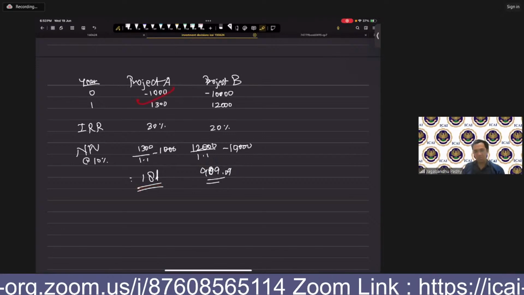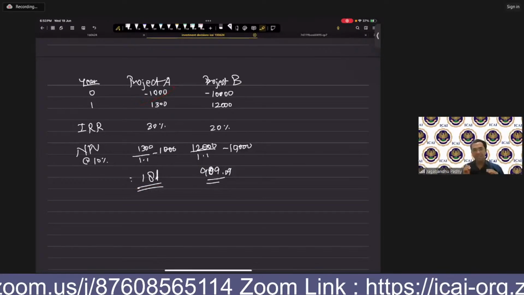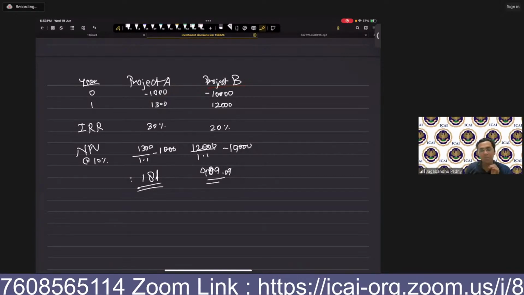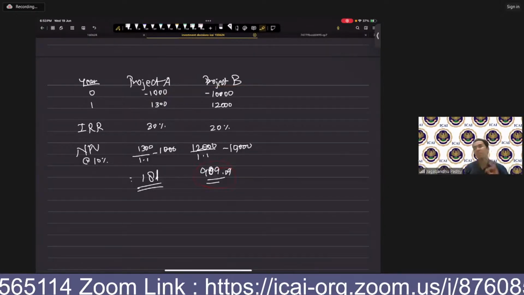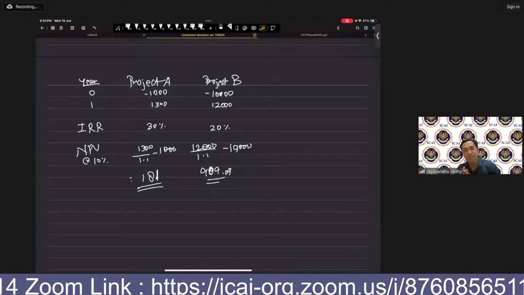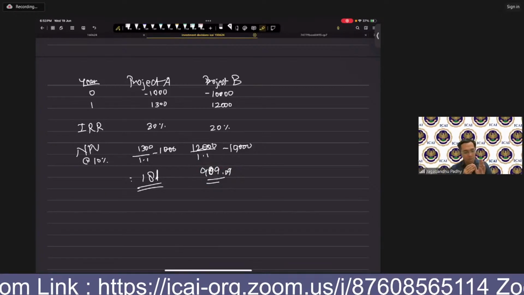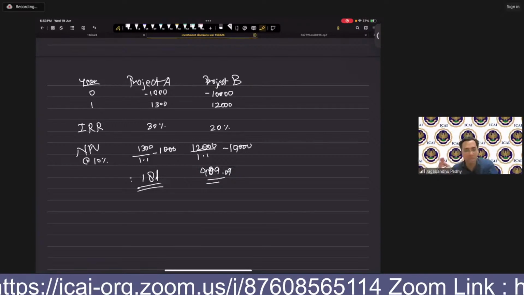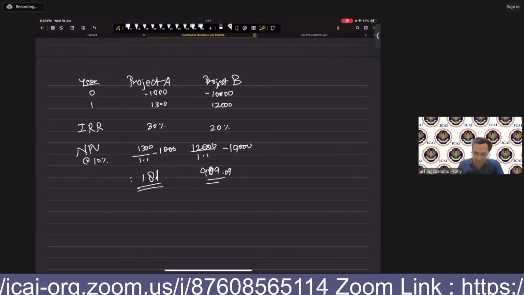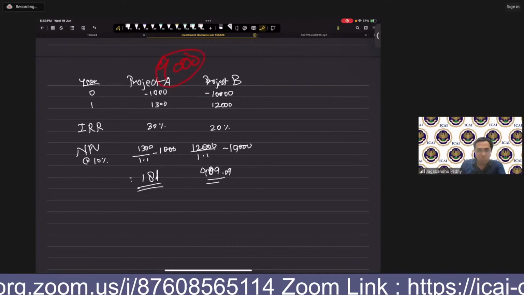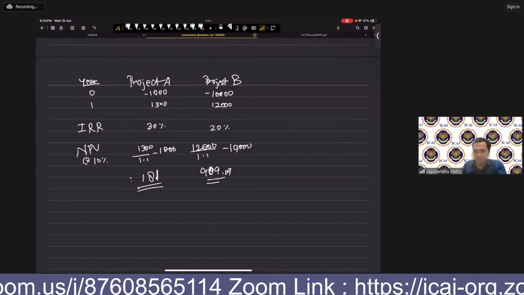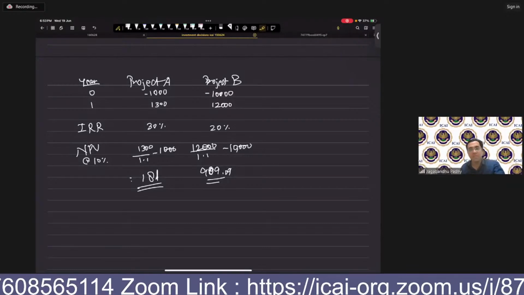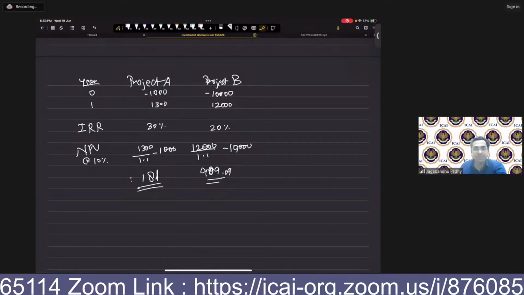If you accept project A, your wealth, your present value will increase by 181. But in project B, your present value will increase by 909. And you might have already learned that the final aim of a finance manager is to enhance the value of the company and the value of the shareholders. So by just keeping that 9,000 idle with you, you're not going to add any value to the company. So if you want to add value to the company, you will have to choose the project which has got the highest NPV.